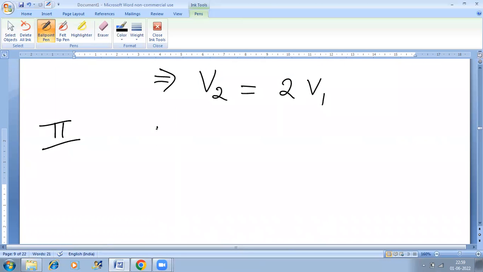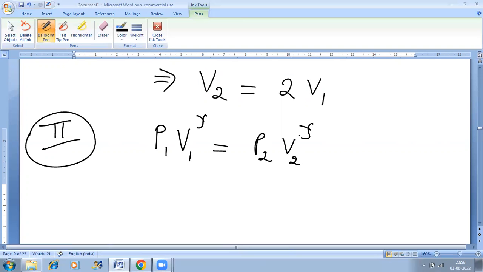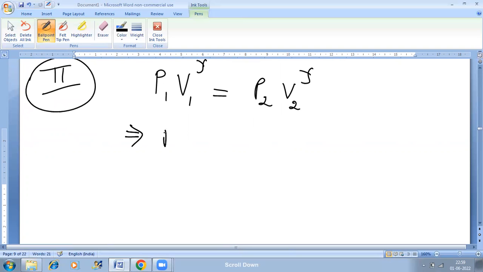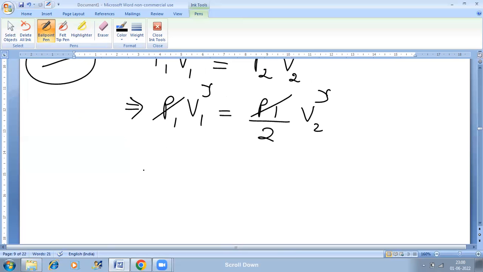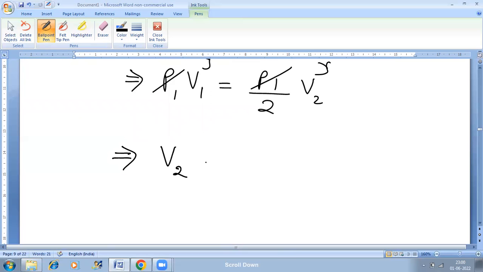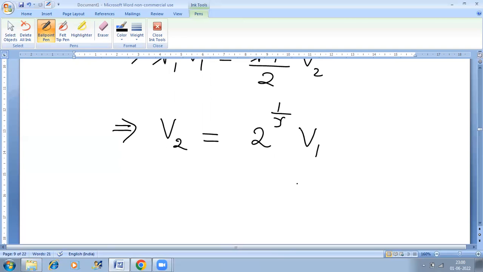In the second sample, I will say P1 V1 to the power of gamma is equal to P2 V2 to the power of gamma. Why? Because it is a reversible adiabatic process. Again, I will put P2 as half of P1 because they have mentioned that the final pressure is half of the initial pressure. And from here, I can say that V2 is equal to 2 raised to 1 upon gamma into V1.